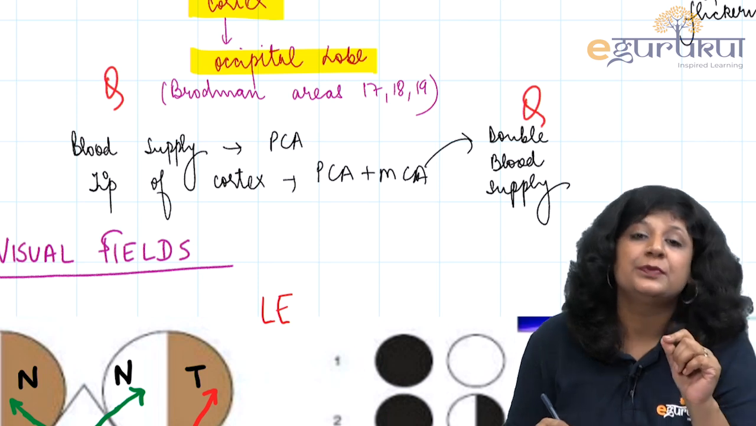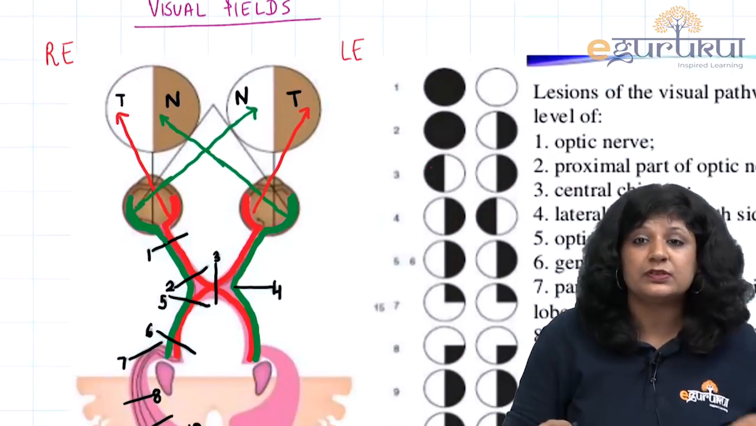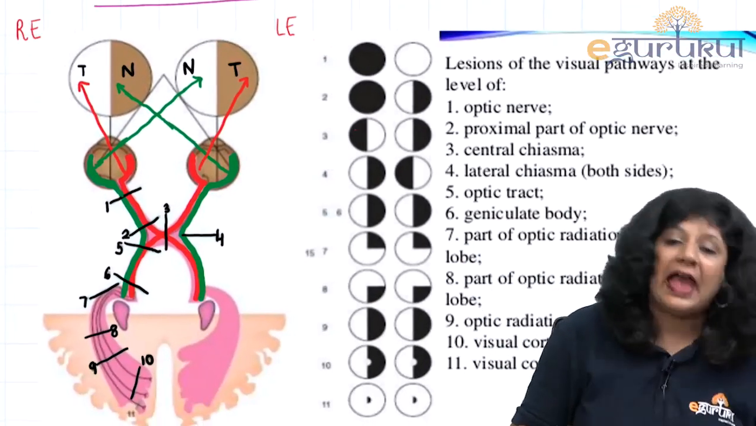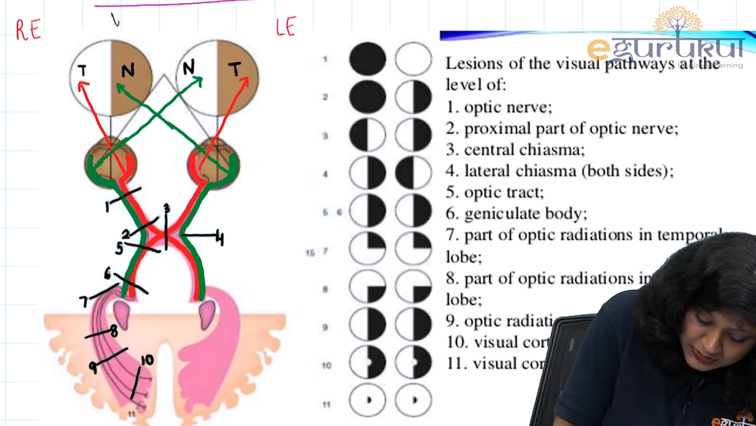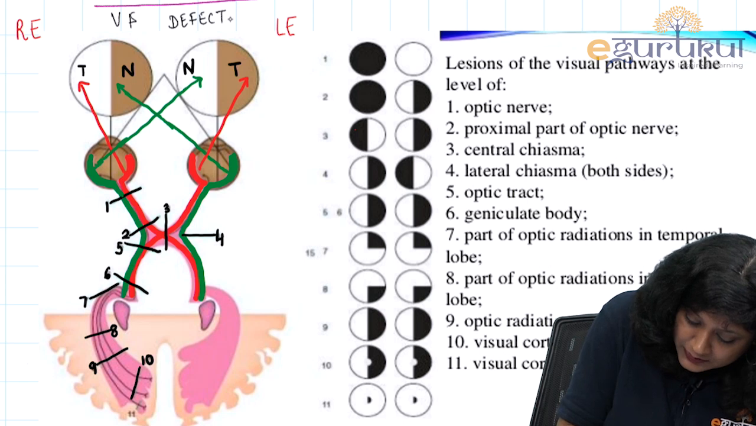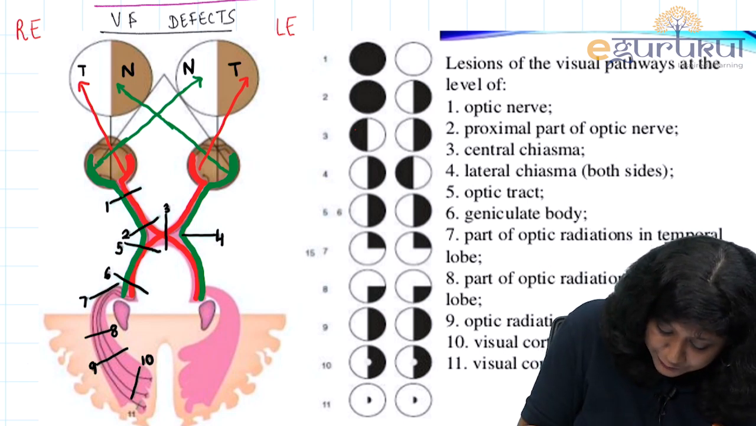blood supply. So on the basis of this, we will be learning the most important thing of Neuro Ophthal, and that is your visual field defects. So these are the visual field defects, okay. So we'll try to see. Now let's see the first one.